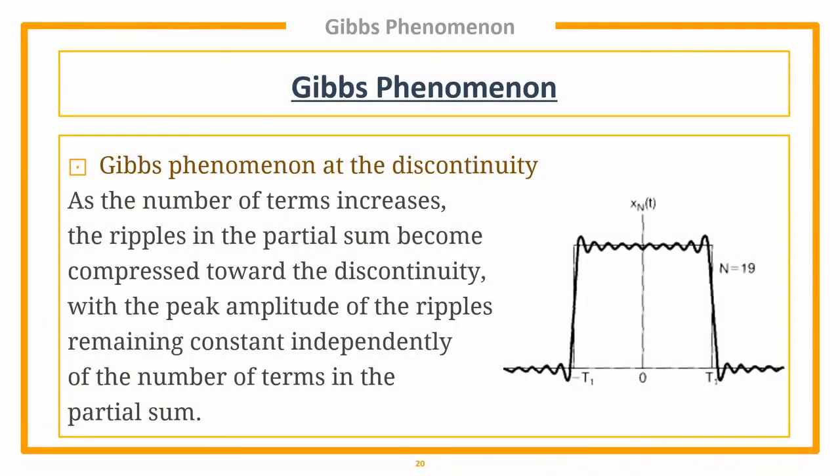Gibbs phenomenon at the discontinuity says, as the number of terms in the Fourier series representation increases, the ripples in the partial sum become compressed towards the discontinuity, with the peak amplitude of the ripples remaining constant independently of the number of terms in the partial sum.